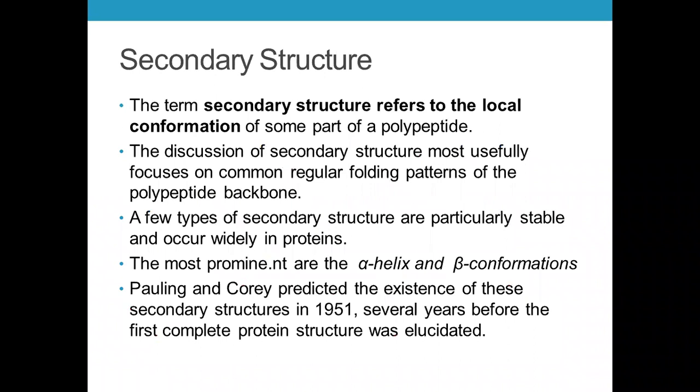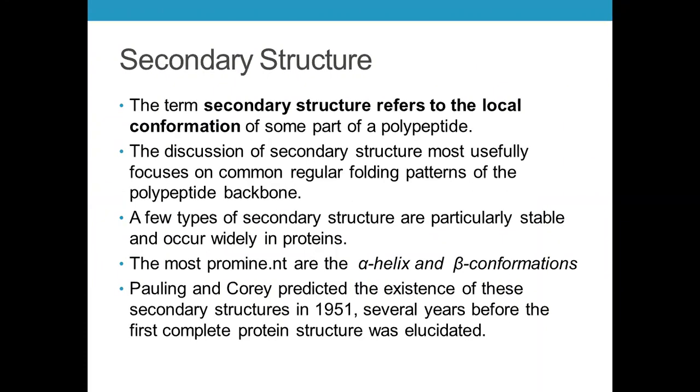And the secondary structure actually refers to the local conformation of some part of the polypeptide. The discussion of secondary structure most fully focuses on the common regular patterns of the polypeptide structure. So there are common folding patterns of the polypeptide structures. The most prominent ones, which we'll discuss later, are the alpha helix and the beta conformation.